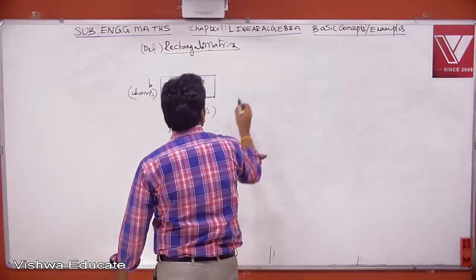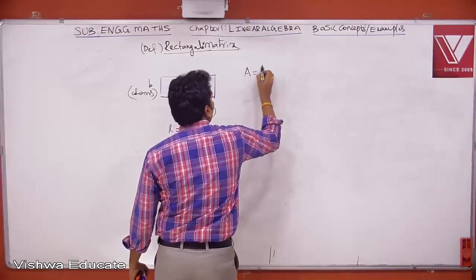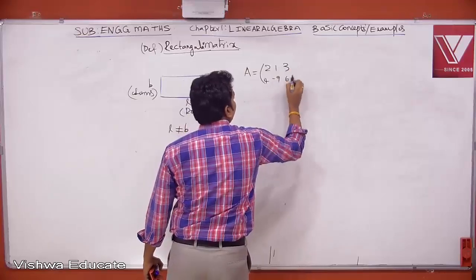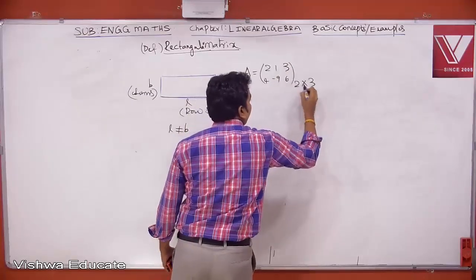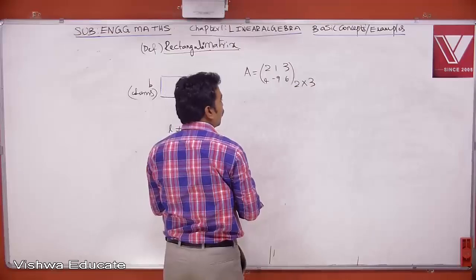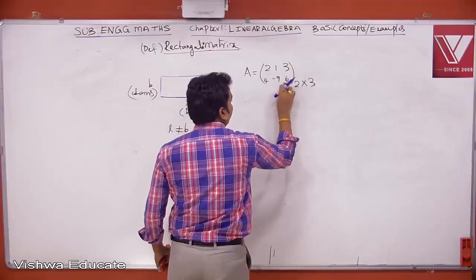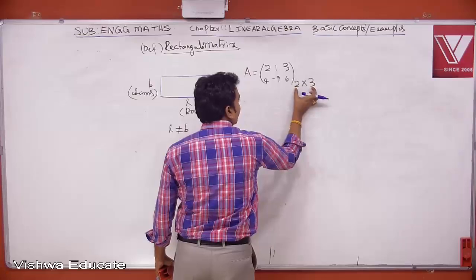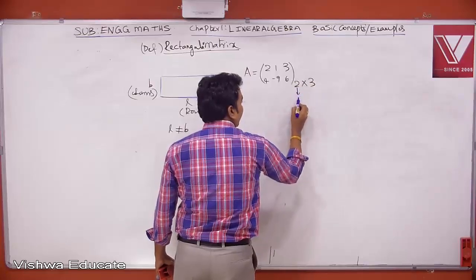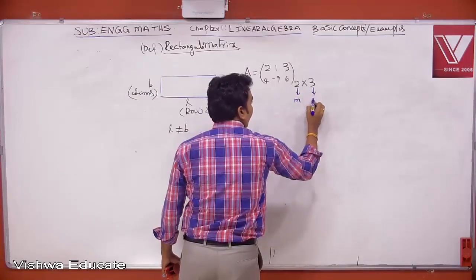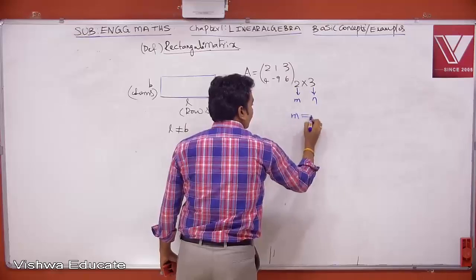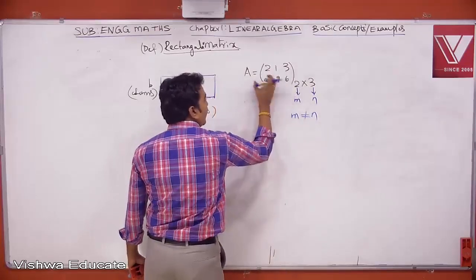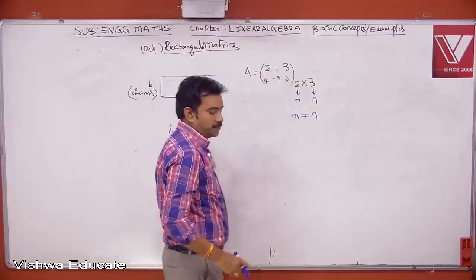Let's take an example. Suppose I take A equal to 2, 1, 3, 4, minus 9, 6. Now the size of this matrix is 2 by 3 because it has 2 rows and 3 columns. First row, second row, first column, second column, third column. So the size of this matrix is 2 by 3. So here this is m value and this is n value. Here number of rows is not matching with number of columns. So this is an example of a rectangular matrix.